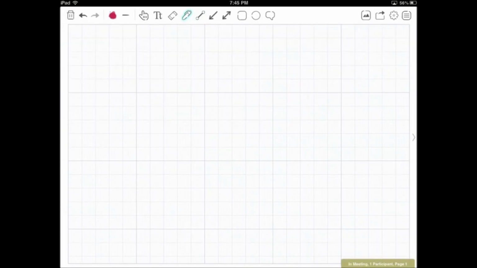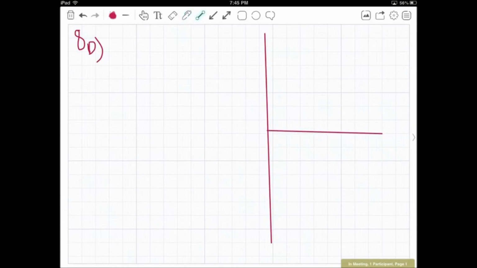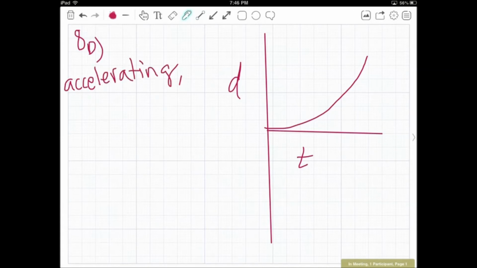Alright, we are on 8D. 8D looks like this. This is a distance time graph, and it's curved. So the very first thing that you should think of is acceleration, because it's a curved line. This object is accelerating. That's the first thing you can say. We're going to come back and give it a value in just a second, positive or negative.